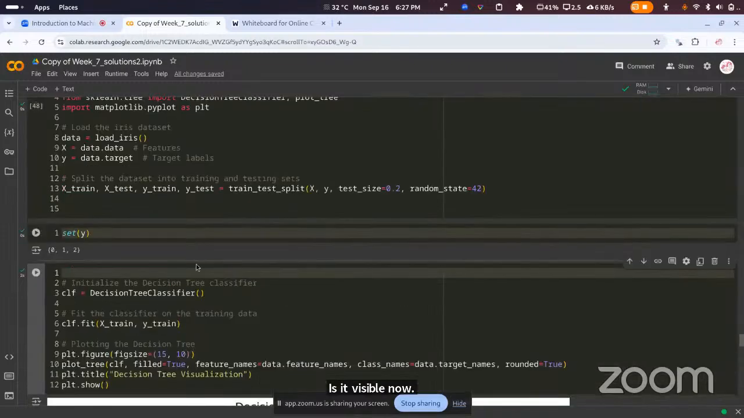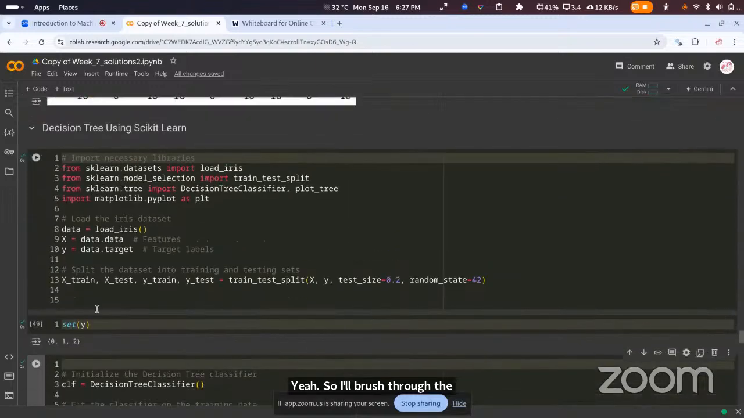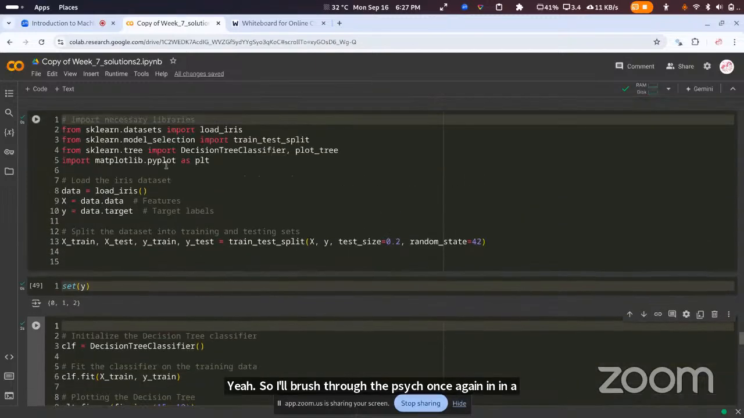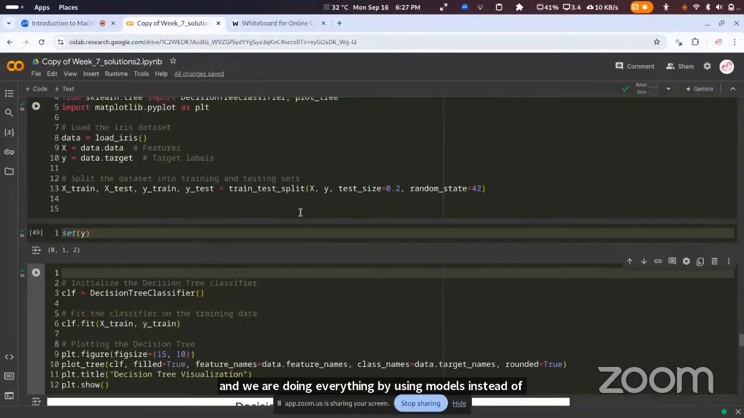Yeah. So I'll brush through scikit-learn once again in a small way. This is what I was explaining. We import the data set from sklearn, and we do everything by using modules instead of coding. We just call the functions which are already predefined in scikit-learn. Here we divide the data set into two parts, the train data set and the test data set. For example, if the data set is of size 100, then 20 data points are allocated for testing, and the rest 80 data points are allocated for training.